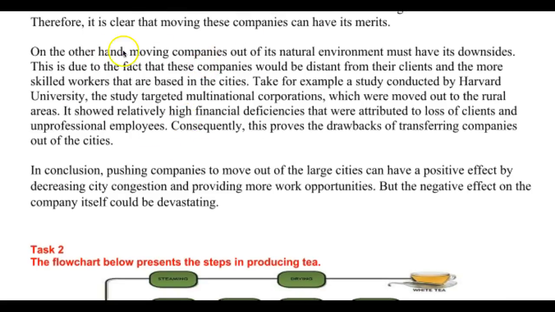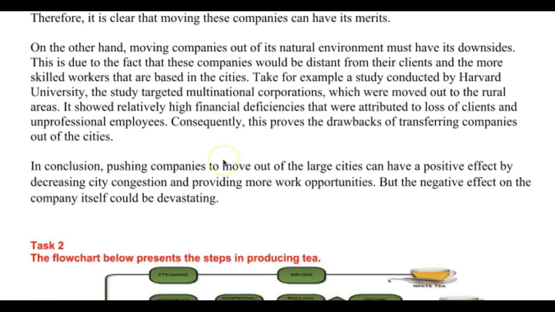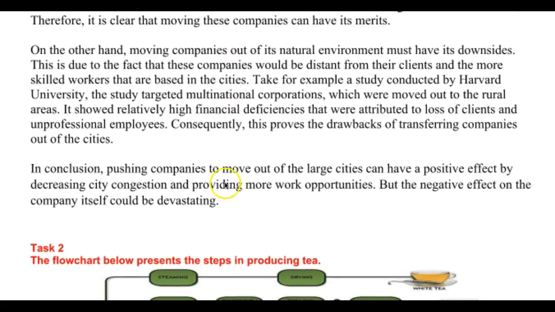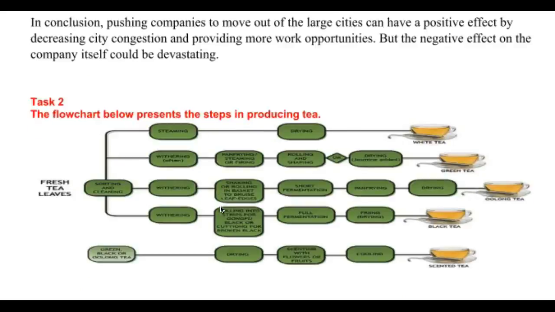I'm pleased. I think that's one of the best paragraphs I've read for a long time. Well done. Crystal clear, coherent, strong, realistic example. Mastered the example there. One of these paragraphs here and you'd have nailed it. In conclusion, pushing companies to move out of the large cities can have a positive effect by decreasing city congestion, providing more work opportunities, but the negative effect on the company itself could be devastating. Fine. Wonderful, wonderful, wonderful. That's how you master a Task 2. Well done there, Dr. M.